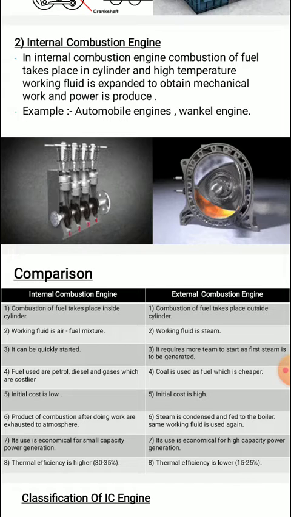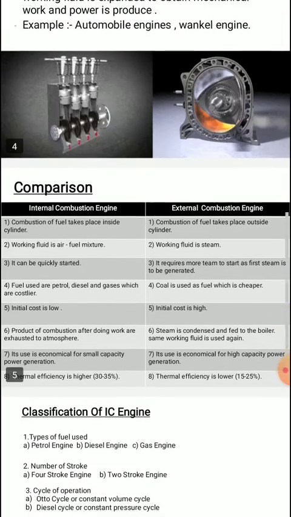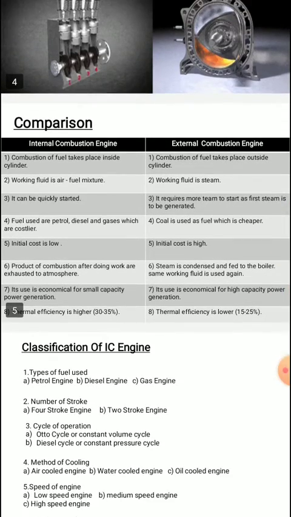In terms of thermal criteria, the thermal efficiency is higher, 30 to 35%, for the internal combustion engine, whereas for the external combustion engine, the thermal efficiency is 15 to 25%. So this is the comparison.